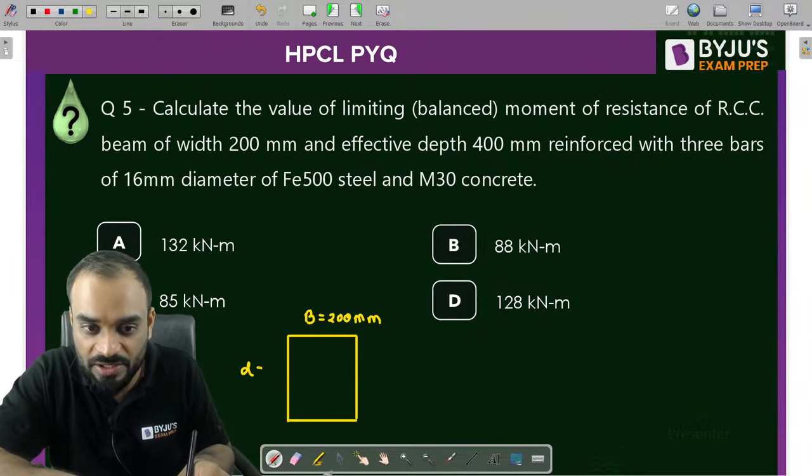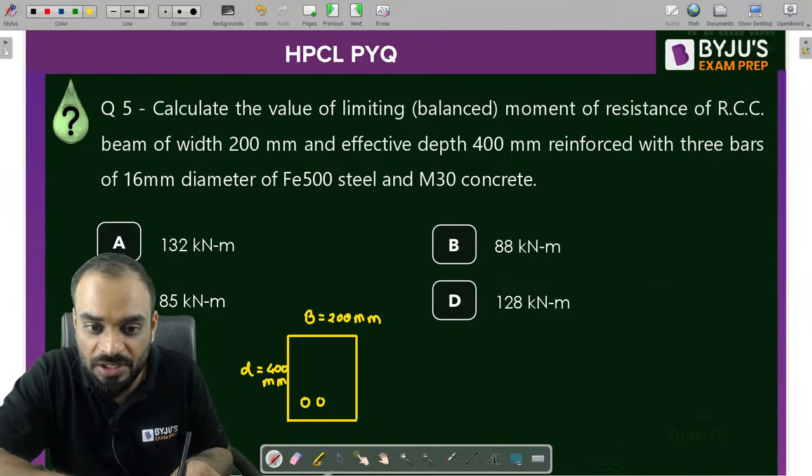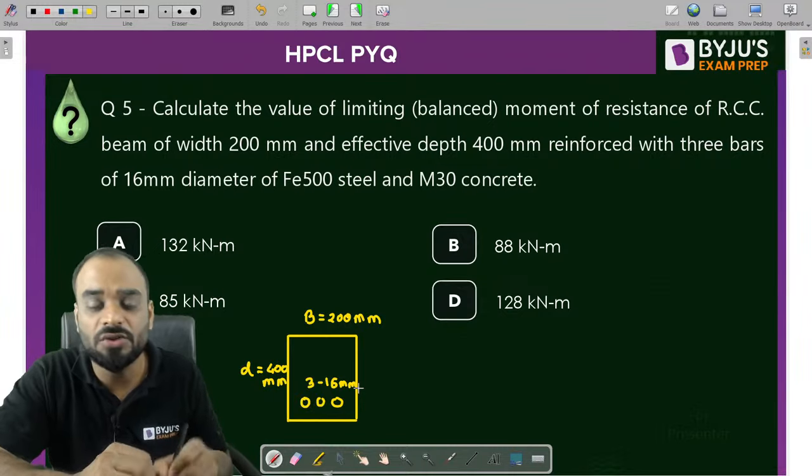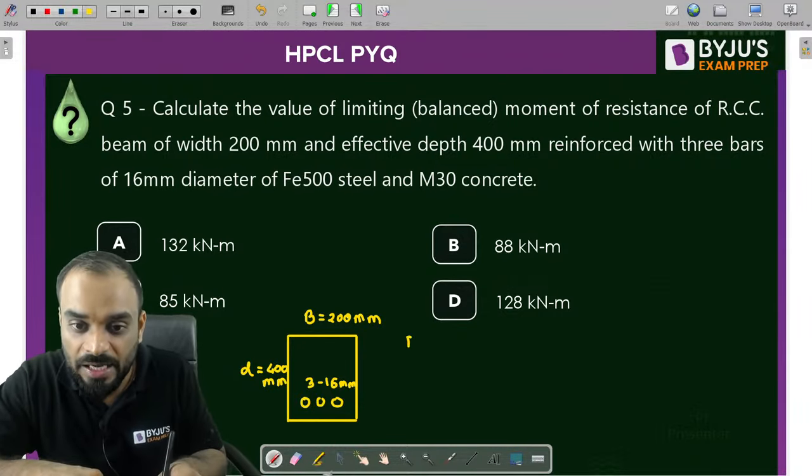Okay, Santu, I will check it. D is equal to 400. The small d value they have given is 400. Now 16 mm dia reinforcement is there, and the number of bars is 3. So 3 bars whose dia is 16 mm. Now our task is to calculate the limiting moment of resistance, that means the MR limiting value.